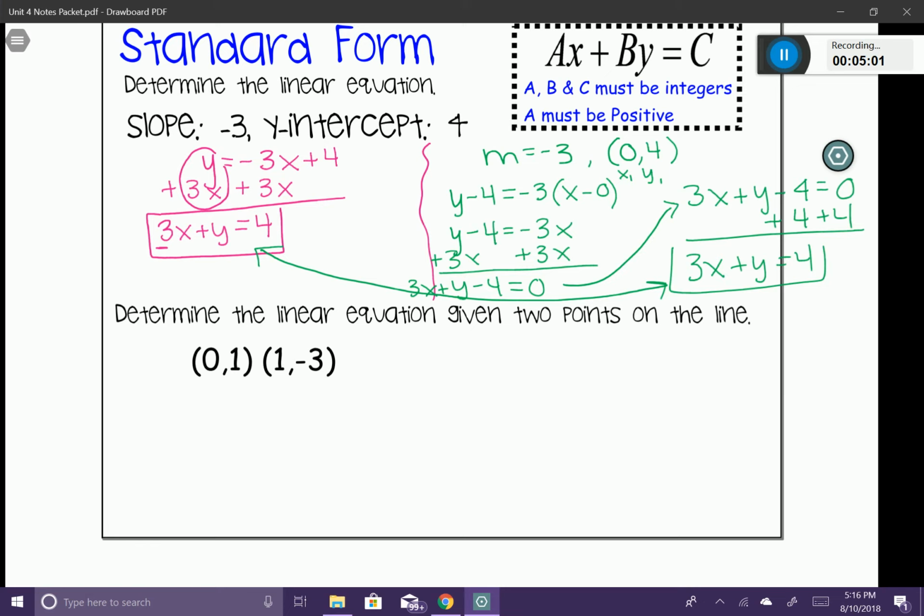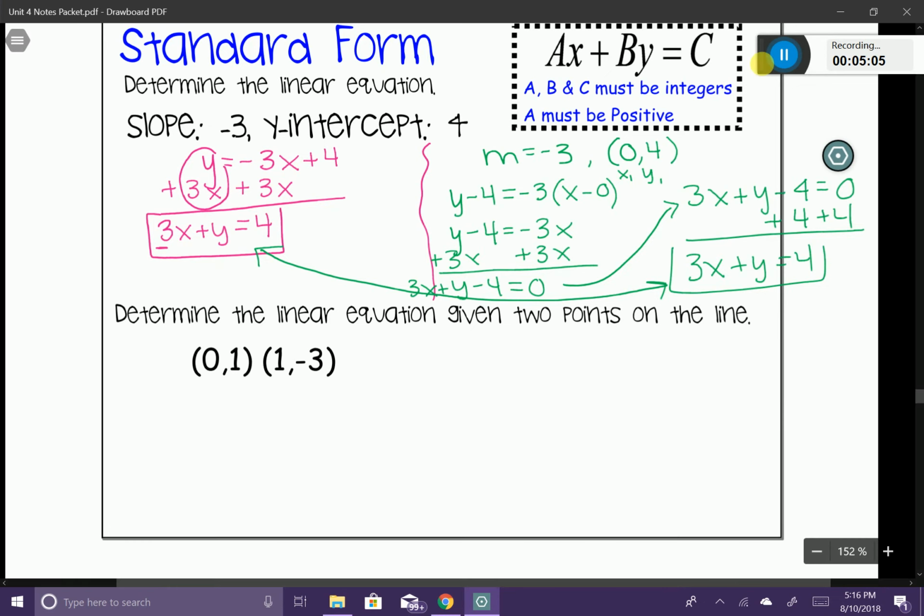Slope-intercept, you have to kind of think about this. We have to go back to when we learned about this. The first thing we need to do is find a slope. So let's go ahead and do that. Here's my x1, y1, and then my x2, y2. I'm going to pop it right into my formula, which is -3 minus 1 divided by 1 minus 0, which is -4 over 1, which gives me -4. So my slope is going to be -4.